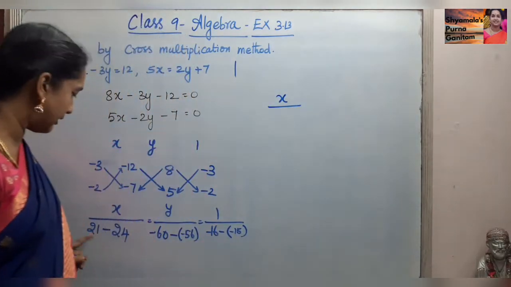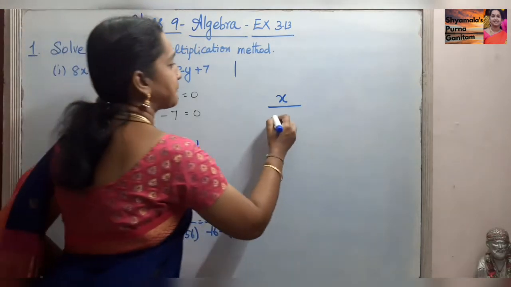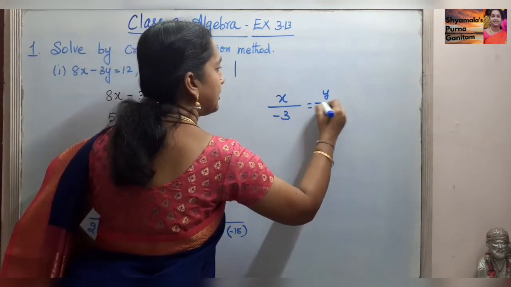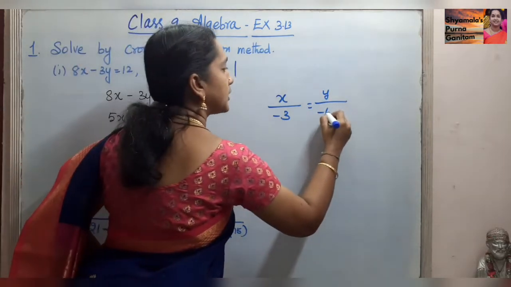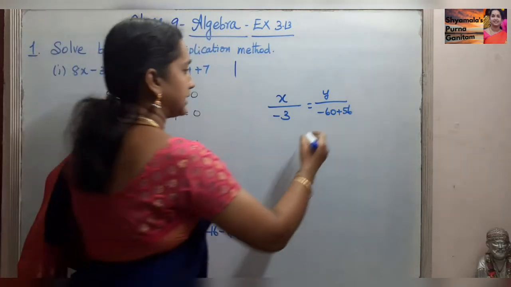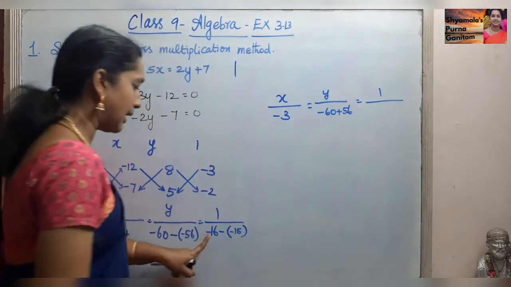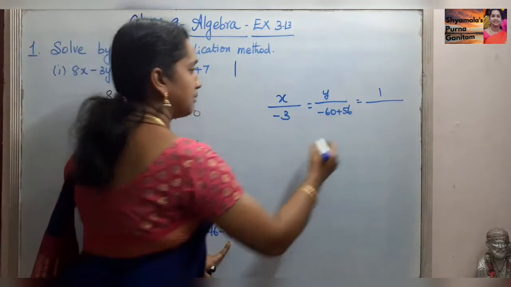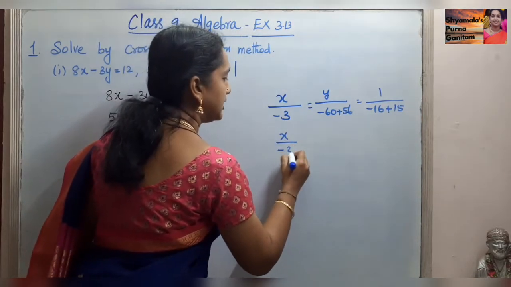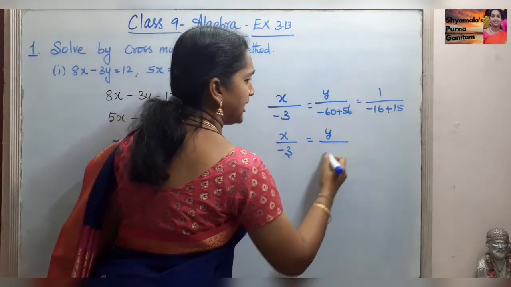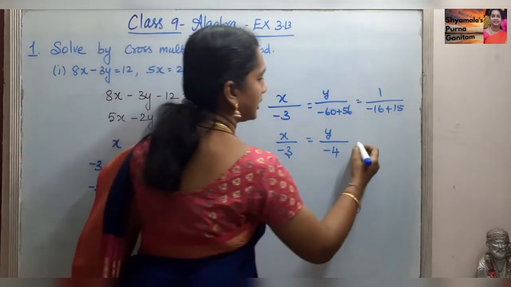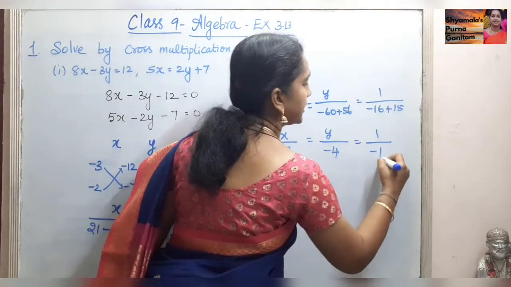So x by 21 minus 24, which is minus 3, is equal to, for y, y by minus 60 plus 56, is equal to 1 by minus 16 plus 15. So x by minus 3, then y by minus 4, since minus 60 plus 56 is minus 4. Then for the constant term, it is minus 1.